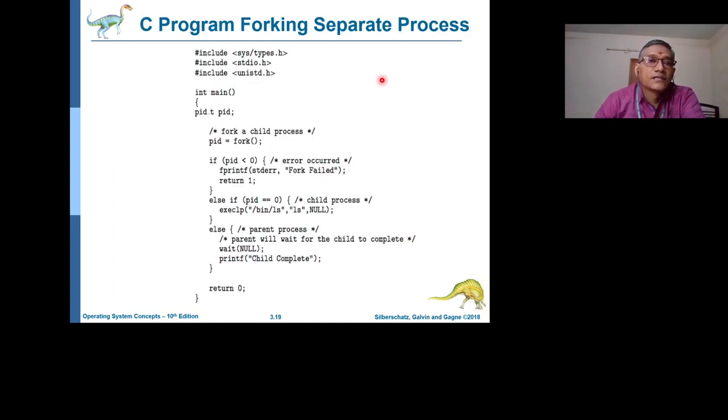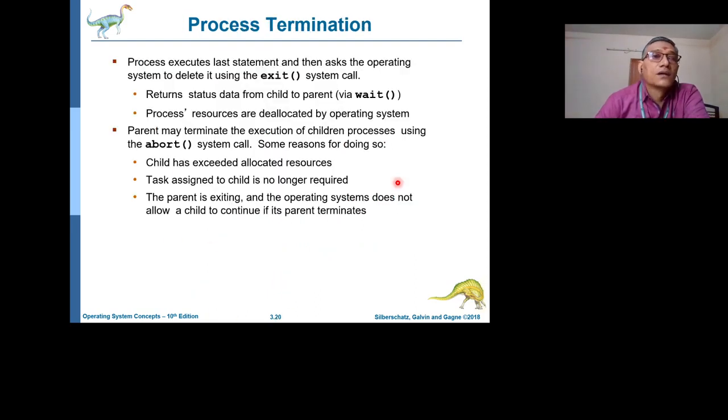This is the typical example program for creating a process using the fork system call. PID is equal to fork. If PID is less than 0, then we can conclude that an error has occurred during the execution of the fork system call. If PID equals 0, the child process is created. Else, the parent will wait until the child is completed. So this is a typical program for creating a process.